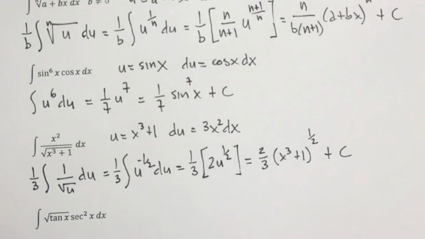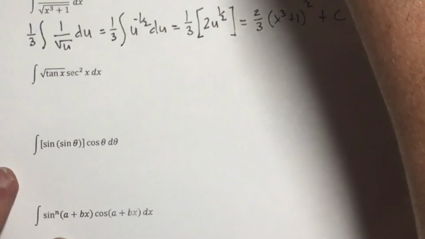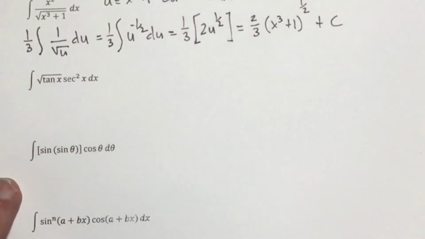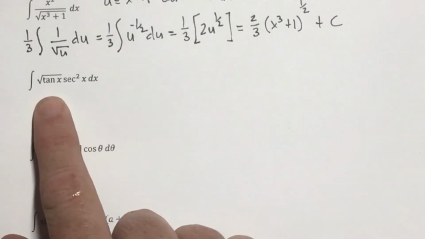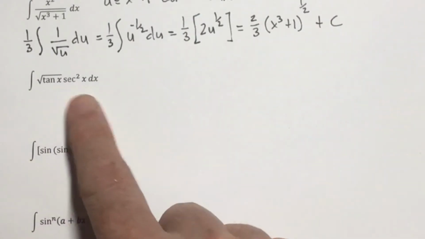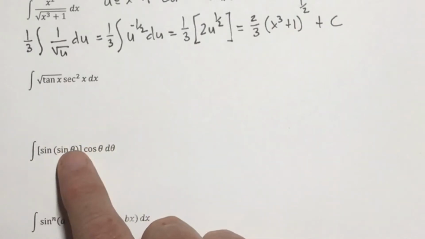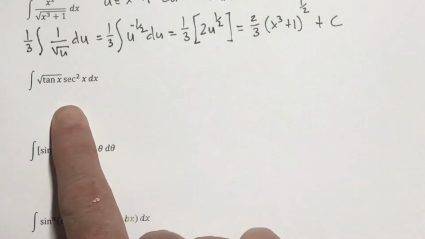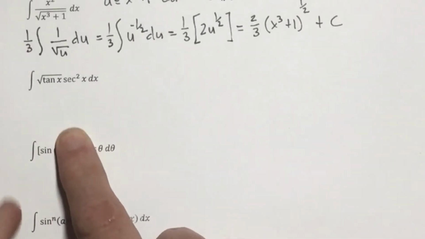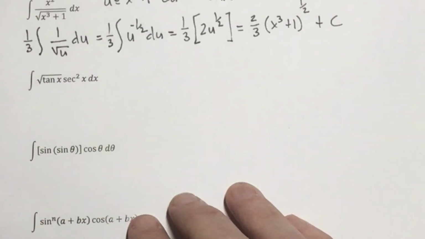Okay. All right. Let's look at this one here. Here we have tangent x, the square root of tangent x times secant x dx. How would we integrate that? Well, prior to your u-substitution days, that would have looked nigh impossible. But now, it's the simplest thing, really.